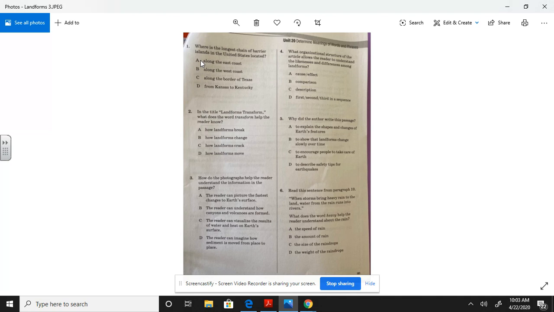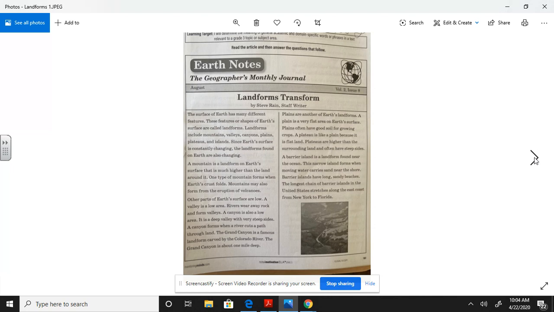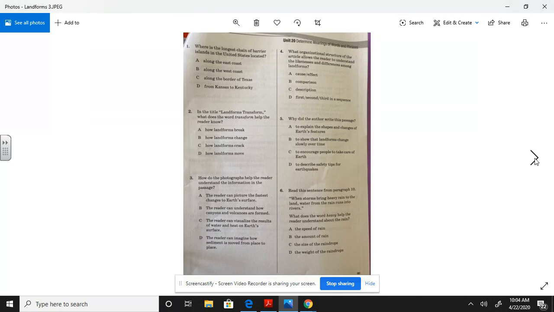Number two, in the title, Landforms Transform, what does the word transform help the reader know? So when I look back at this entire article, if I wasn't sure what transform meant and I start to read and skim through, since Earth's surface is constantly changing, the landforms found on Earth are also changing. Then it dawns on me, as I read about each one of these landforms, it talks about how they change over time or how they're created. So transform is how they are created, or how they change, rather.